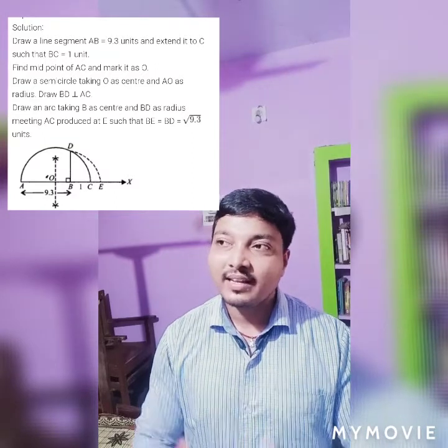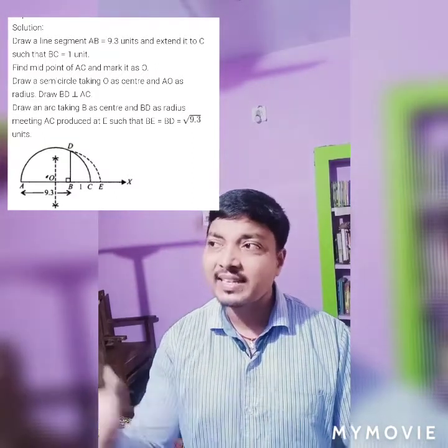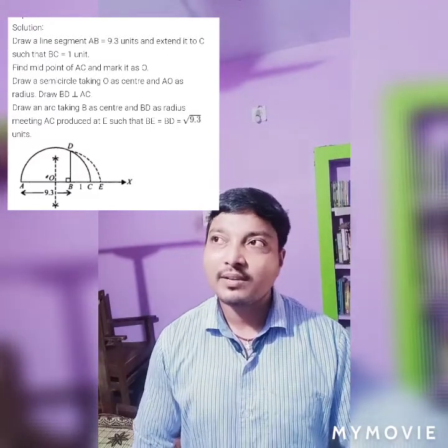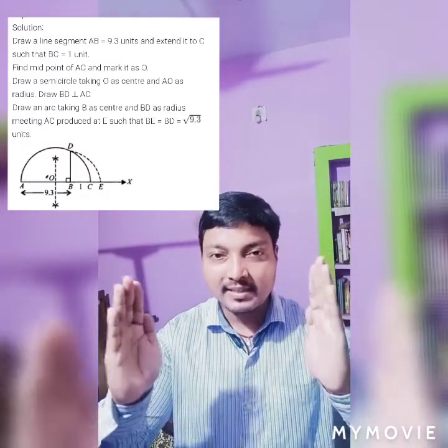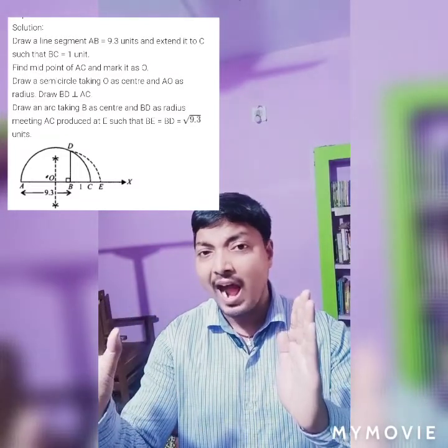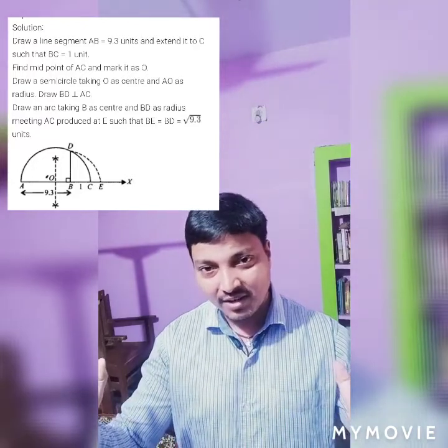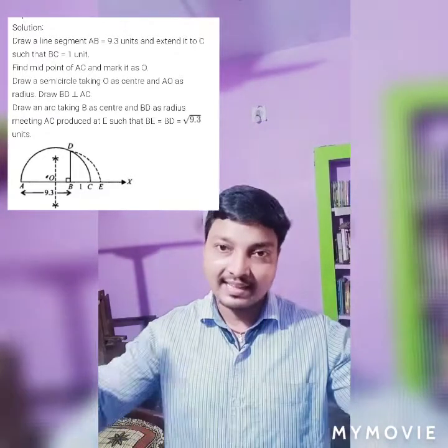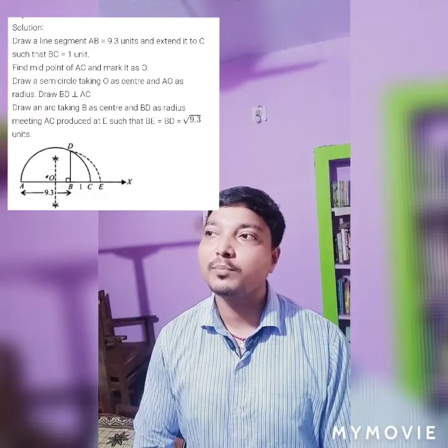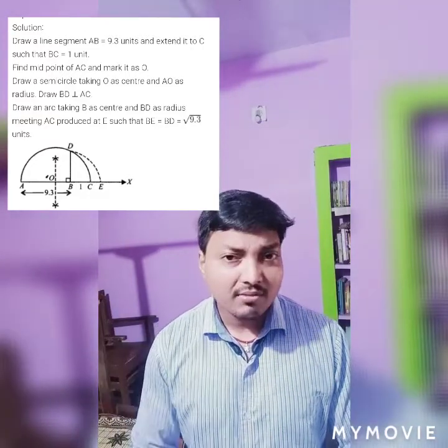Then after the line segment AB, you just have to extend up to C such that the length BC is 1 unit. It means whatever number is given under the square root, that much length you have to draw first, and then you have to add an extra 1 unit to it. Extra 1 unit, is it understood or not? Then the total length AC will be how much? Now you have to find the midpoint of AC.